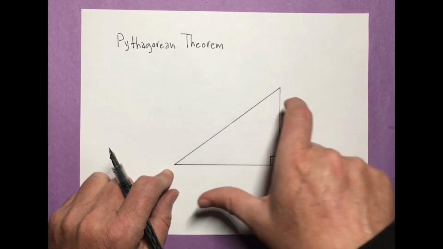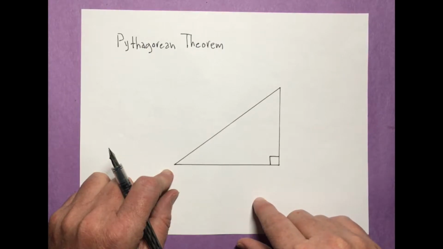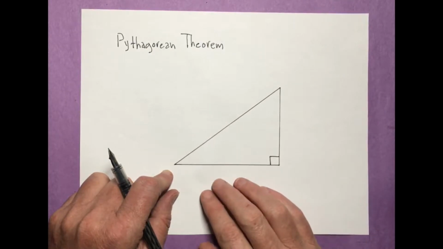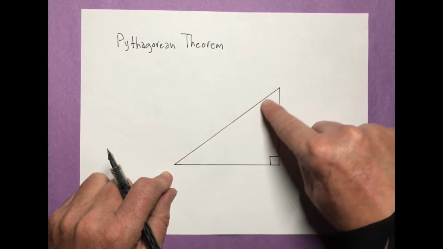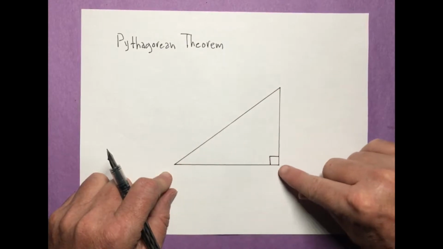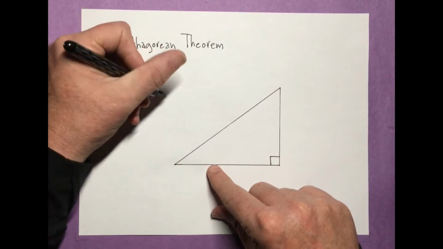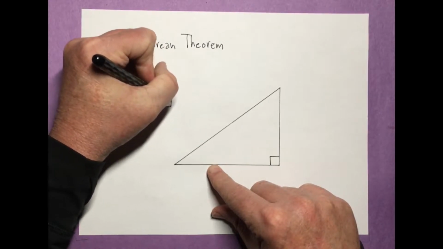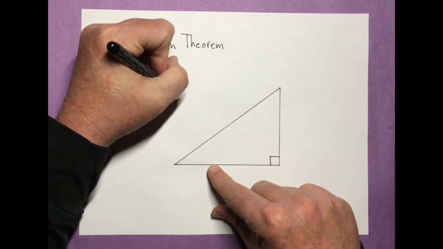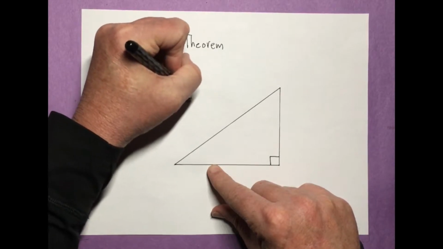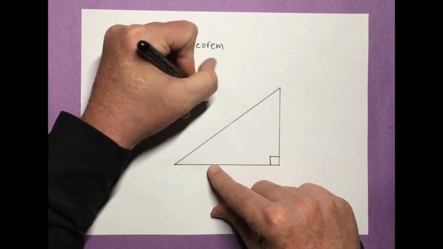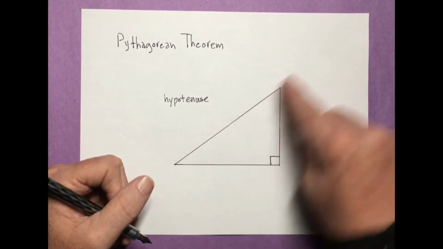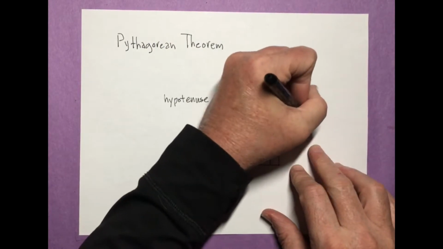Now, when we talk about a right triangle, specifically a right triangle, this longest side here, the side that's always opposite the 90-degree angle, has a special name. It is called the hypotenuse. H-Y-P-O-T-E-N-U-S-E. The hypotenuse. These other two sides are simply called the legs.